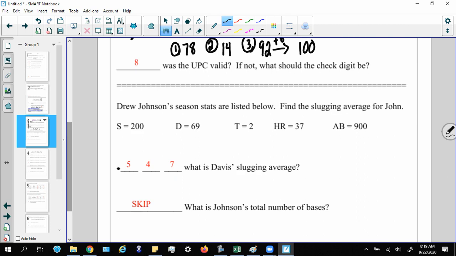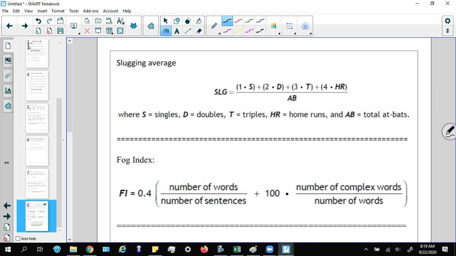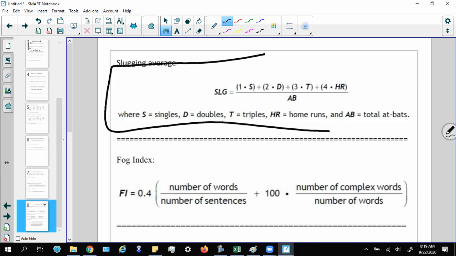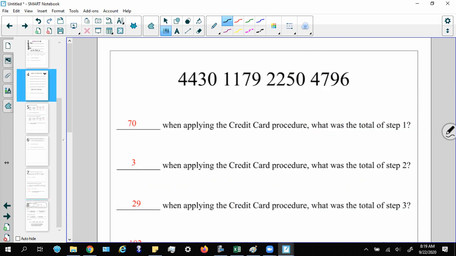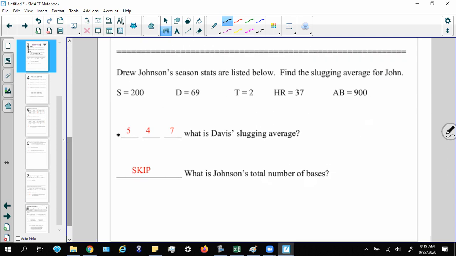Johnson's season stats are listed below. Find the slugging average for Johnson. If you are doing this at home, go to the very last picture or the last page, where your formulas are. Just scoot down to your formulas. Now, the total number of bases, we're going to go ahead and skip that, so that's not an issue.